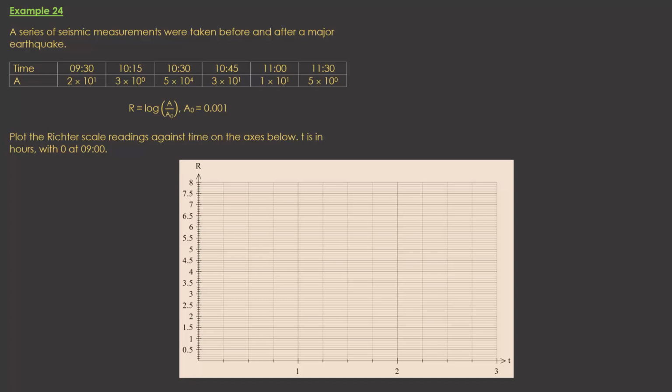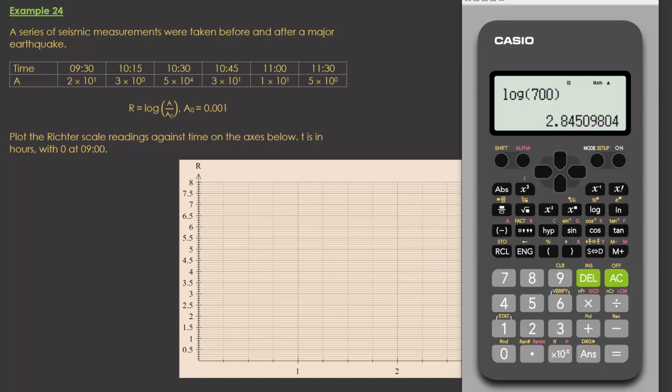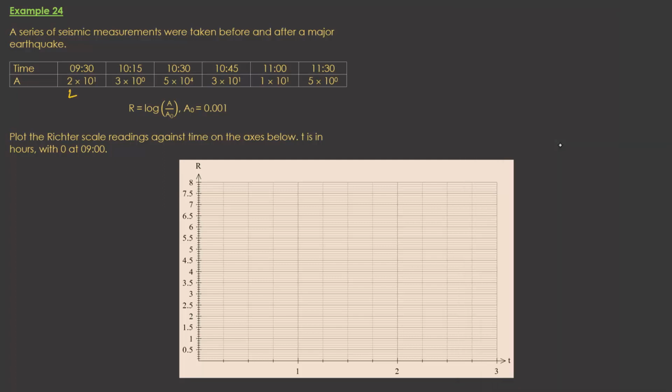So we're going to need the Richter values, and so for the first one, which is 2 times 10 to the 1, what we're going to have is log of, so we've got 2 times 10 to the 1, or just 20, and that is divided by 0.001. And what does that give us? That gives us 4.3. So that is going to go at 4.3 on our scale.